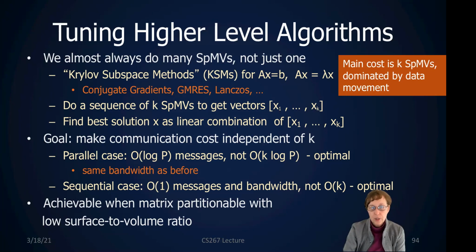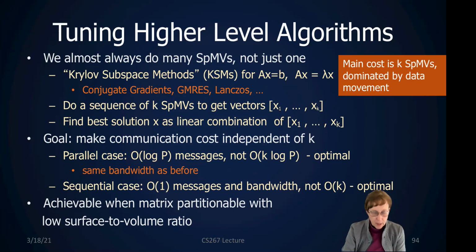Can we instead send just log P of those rather than k times log P of them? That is one log P message for each step, with the same bandwidth as before. And in the serial case, the question is, can we actually, rather than reading the matrix k times and therefore incurring that k bandwidth, read the matrix once and use it k times?